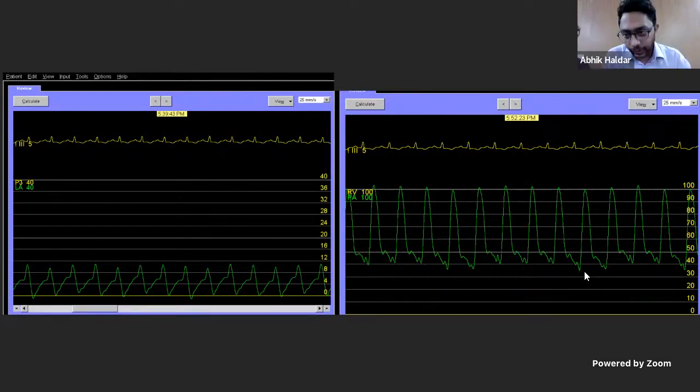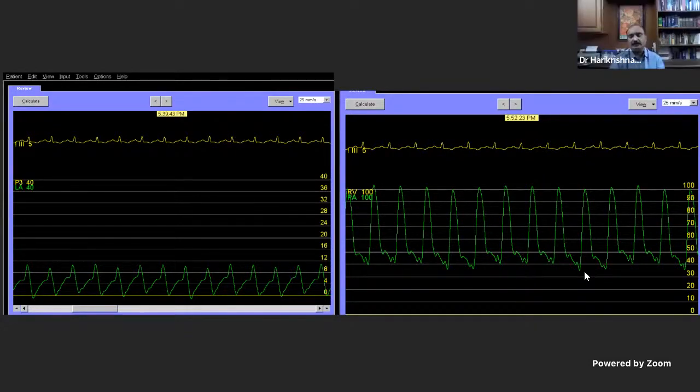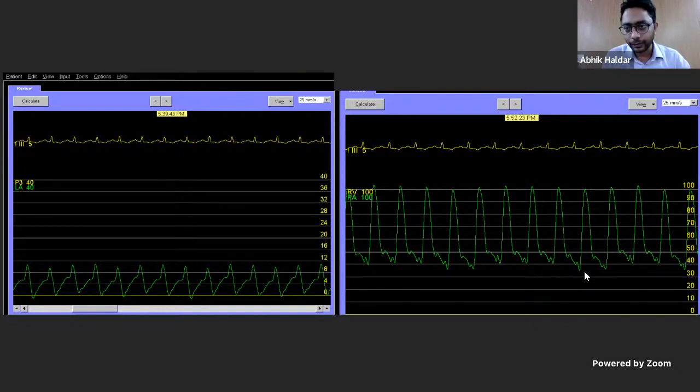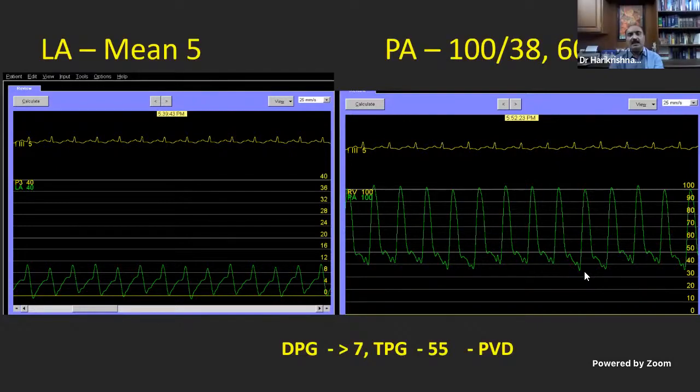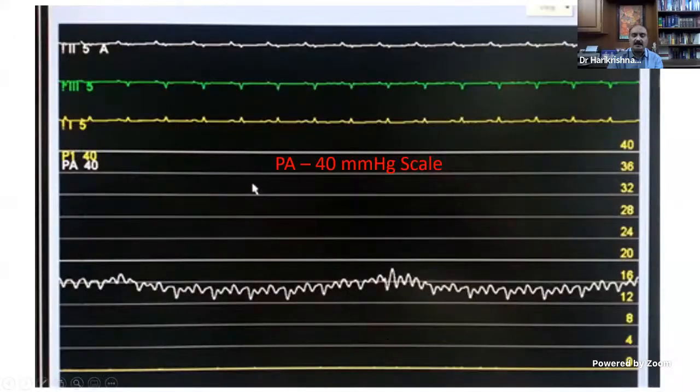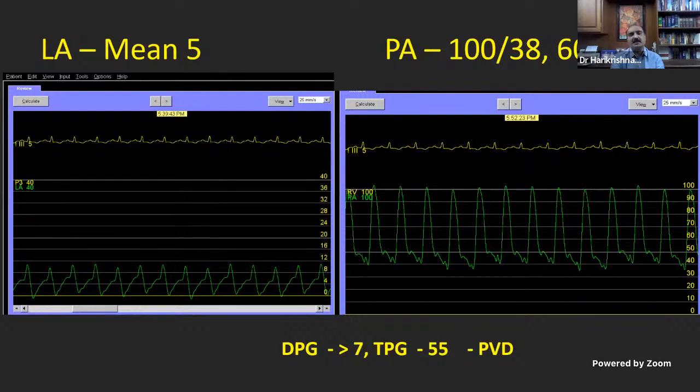PA pressure systolic is 100 and diastolic is around 40. So the mean is around 60. Sir, this is a case of pre-capillary PH. Yes, it is an example where LA mean is 5 and PA pressure is 60 mean. So what is it? It is a fixed pulmonary vascular disease, because the diastolic pulmonary gradient is high. The transpulmonary gradient is also very high. This is a pulmonary vascular disease. These are the two types: one is passive, the other is pulmonary vascular disease.